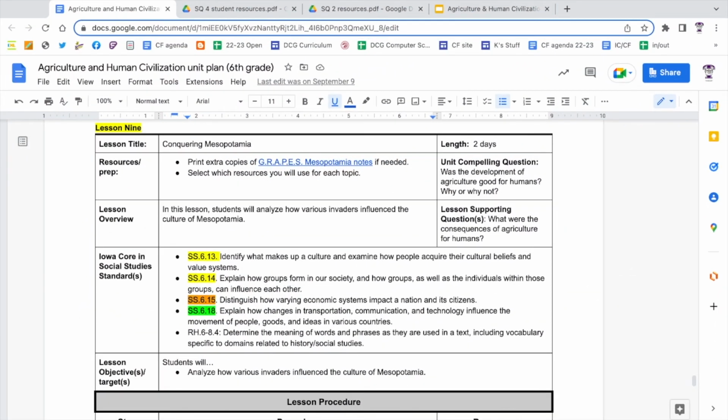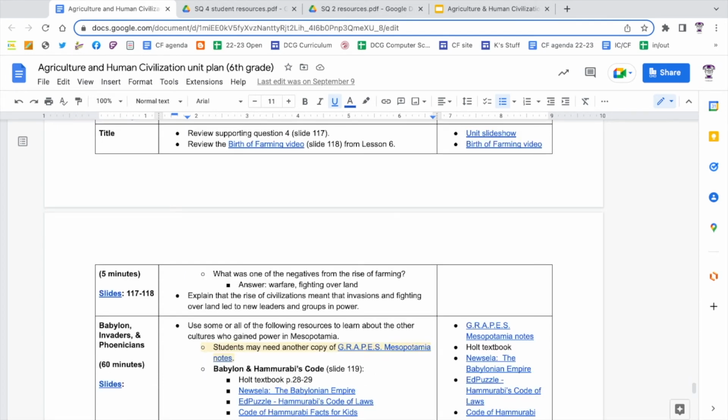Lesson 9 focuses on the conquering of Mesopotamia and how various invaders influenced the culture already present there. We can begin with the Birth of Farming video and review that and the negatives that came from the rise of farming, such as warfare and fighting over land. And then that can bring us to a discussion over invaders.